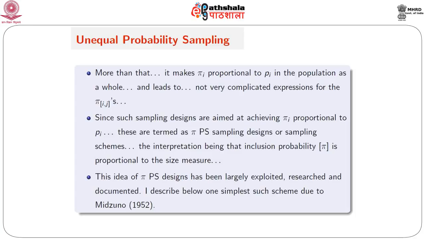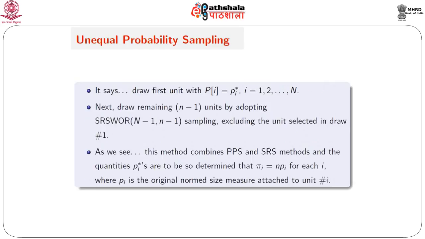The other route could be, even though I think of HT, can I simplify the computation of pi i and pi ij's? Not as such, but by modifying the PPS sampling. That is the spirit of this part. More than that, it makes pi i proportional to p i in the population as a whole and leads to not very complicated expressions for the pi ij's. So now we are thinking of modifying the PPS without replacement scheme as such. Think of some modification of PPS, keeping without replacement in mind, keeping general sample size small n in mind, and adding the feature that computation of both pi i and pi ij are very simple.